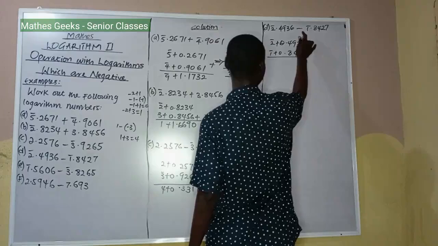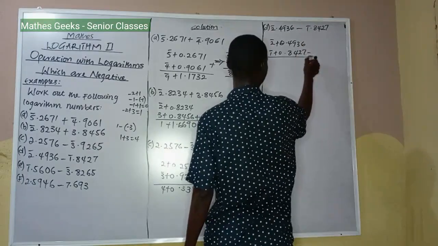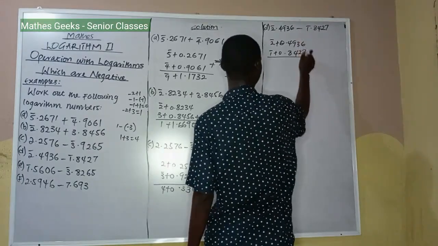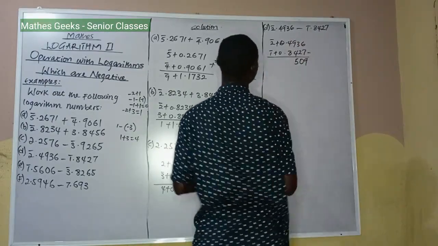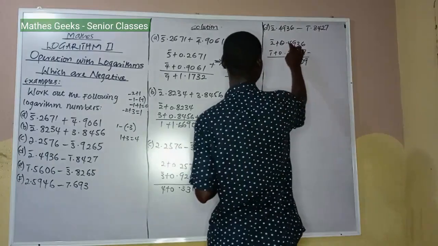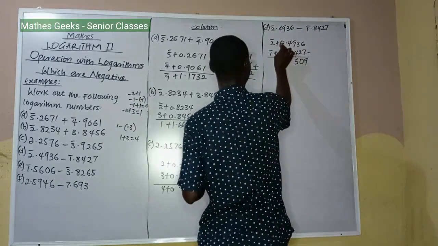3, we borrow from here and it becomes 16. 16 minus 7 is 9. 2 minus 2 is 0. 9 minus 4 is 5. Here is 4. Now you cannot remove 8 from 4. So what do you do? You come here, but here is 0. And what do you do? You need to come here.